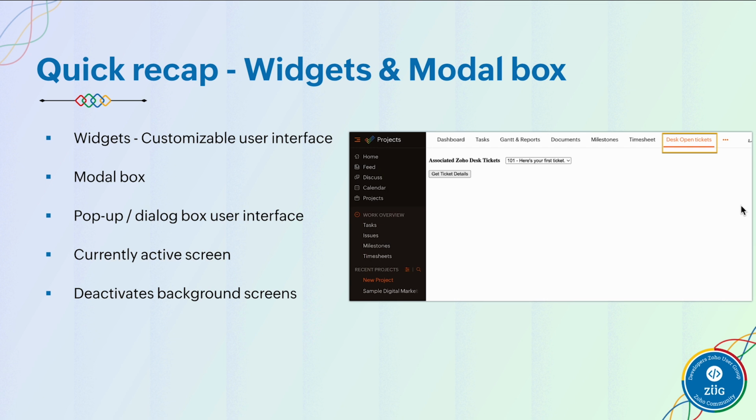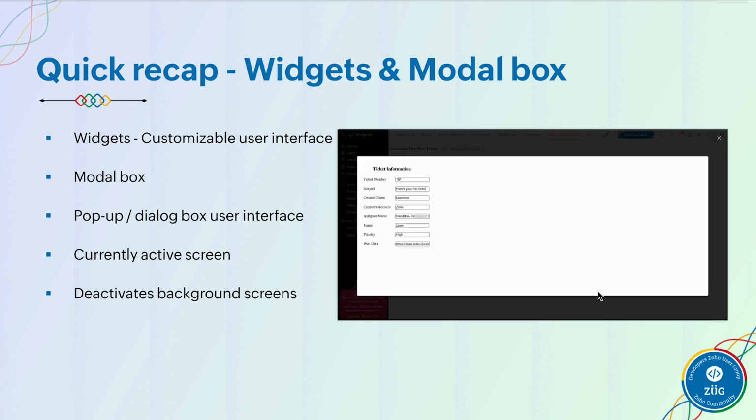This is my Zoho Projects account, where I have a widget in the projects tab location called Desk Open Tickets. This is a normal widget embedded in the projects tab location in my Zoho Projects account. As part of this parent widget, we are going to allow the end user to choose a Desk ticket associated with them. I'm displaying all the Zoho Desk tickets associated with that particular project agent, and I'm going to allow the end user to choose a particular ticket. When they click on the Get Ticket Details button, they are prompted with a dialog box UI, which is going to be a modal box UI, which showcases information specific to the ticket chosen by the end user in the parent widget.